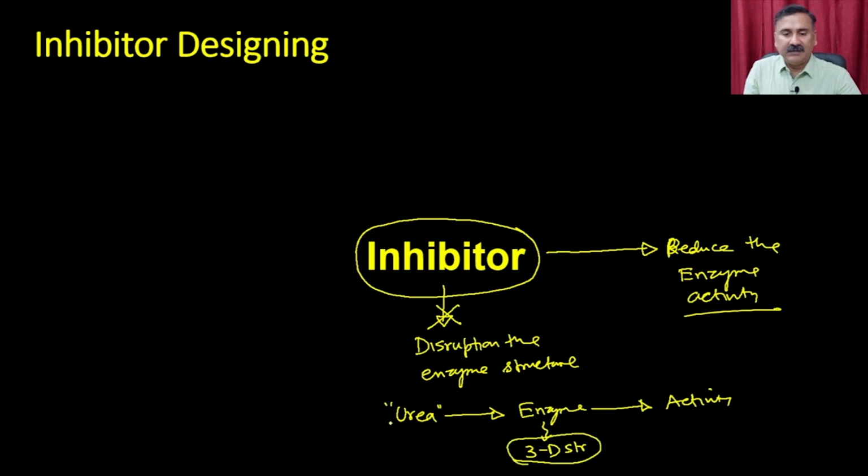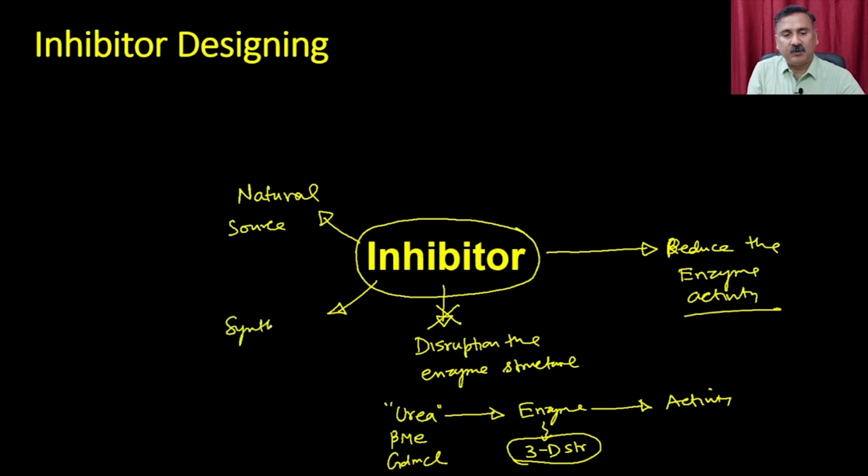The same is true for other kinds of denaturants. For example, you can have beta mercaptoethanol, or you can have GdmCl. So all these kinds of enzyme structure disruptors should not be considered as an inhibitor. Now, an inhibitor is going to reduce the enzyme activity. Inhibitors could be from natural sources, or they could be from synthetic sources.